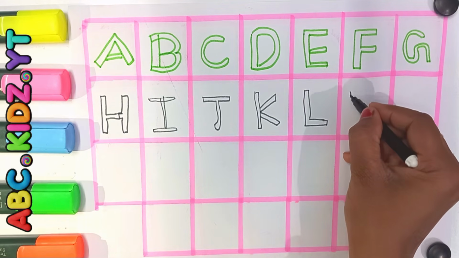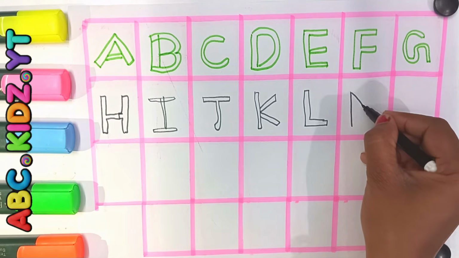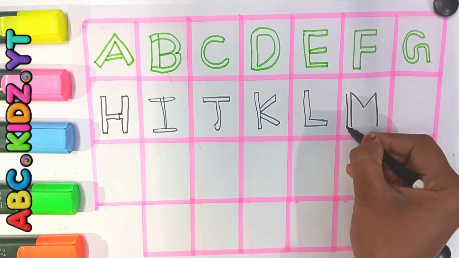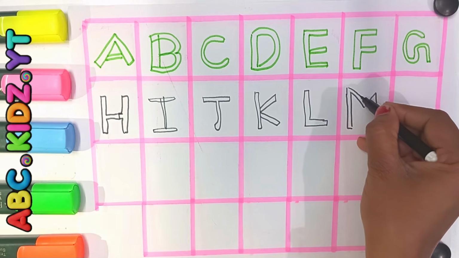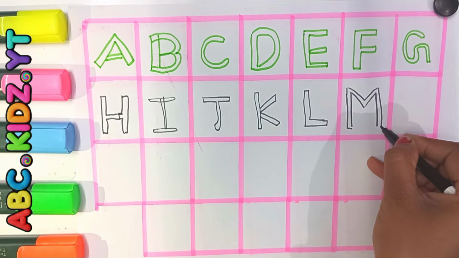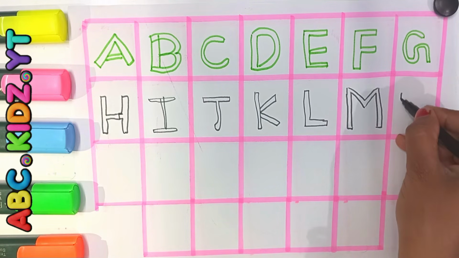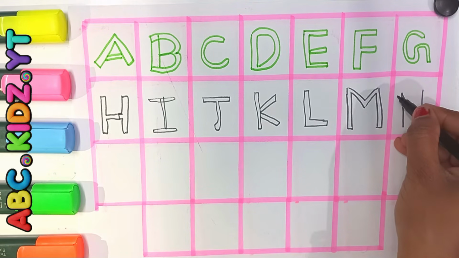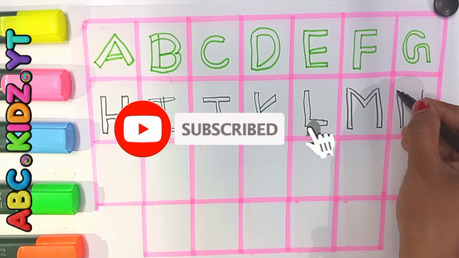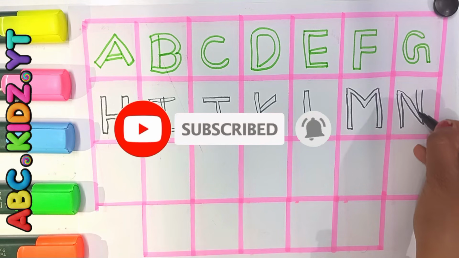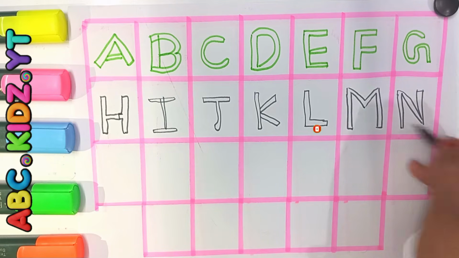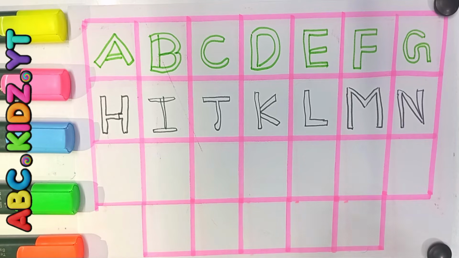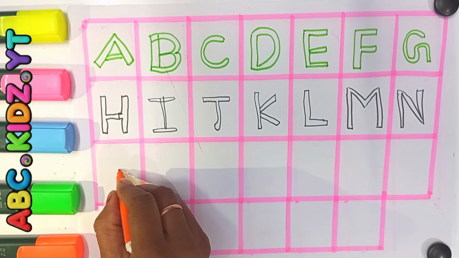M for monkey. M for monkey. N for nest. N for nest. O for orange. O for orange.